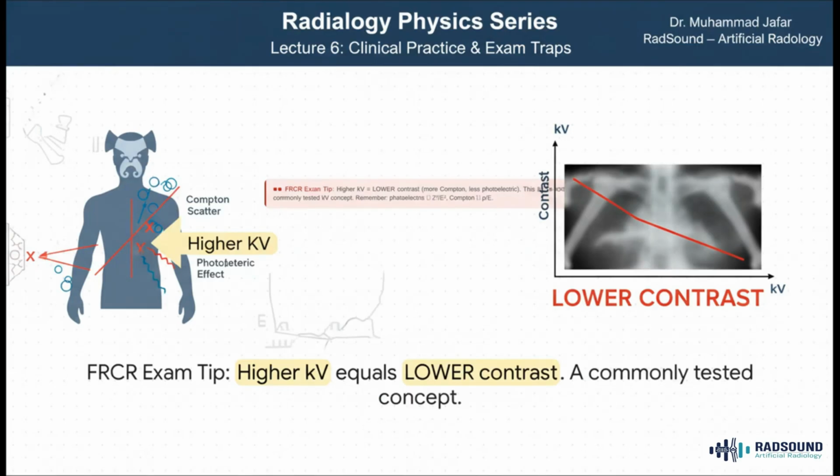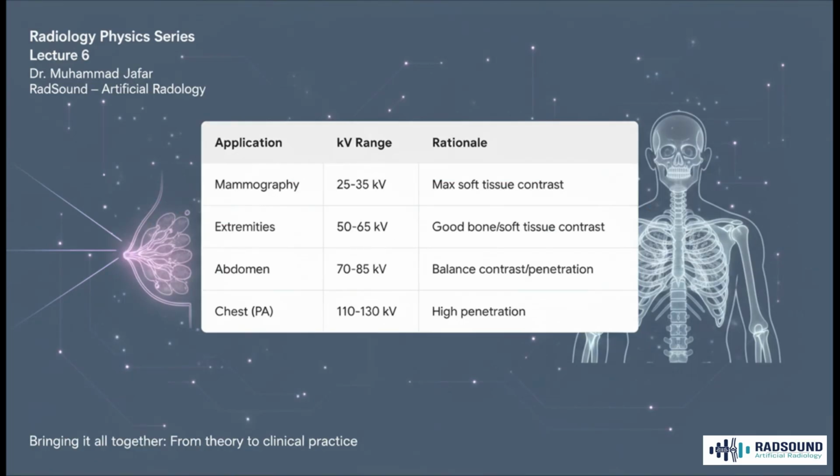Now pay attention here, because this is a classic exam trap. It just feels wrong, doesn't it? More power equals less contrast? But the physics doesn't lie. Examiners absolutely love to ask this because it shows you understand why things happen, not just what happens. Higher energy favors Compton, and Compton is the mortal enemy of contrast. Simple as that. And this table just brilliantly shows how we use that knowledge in the clinic every single day.